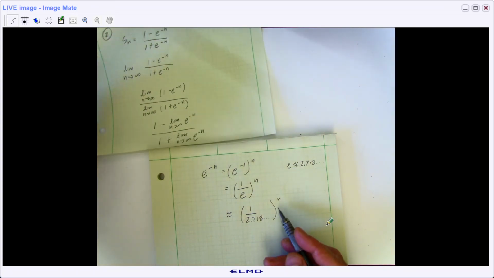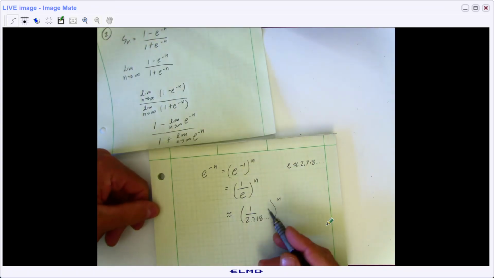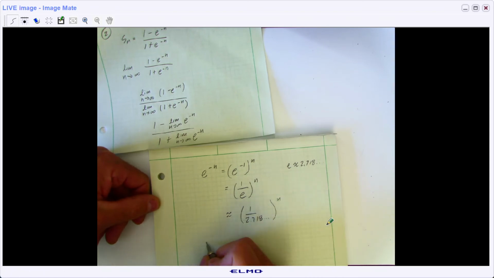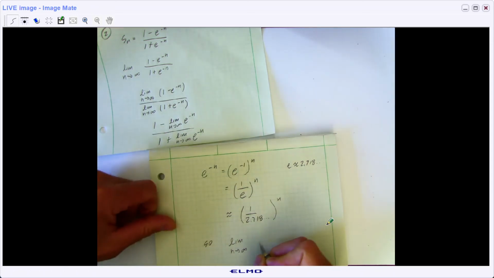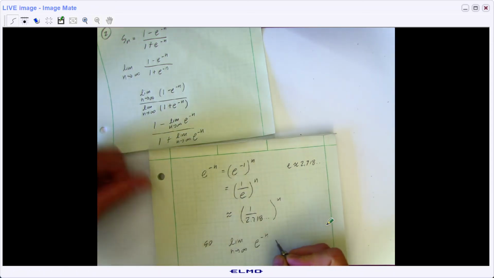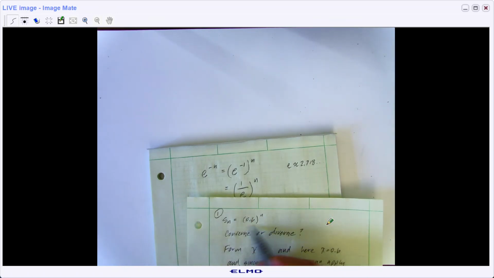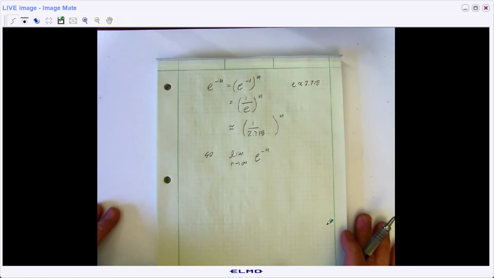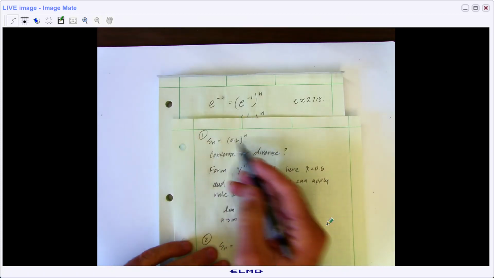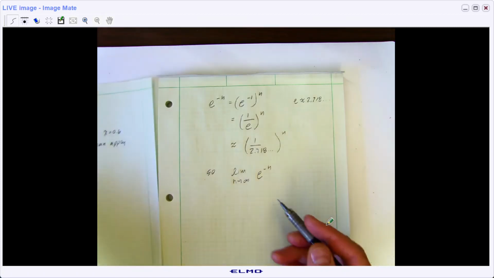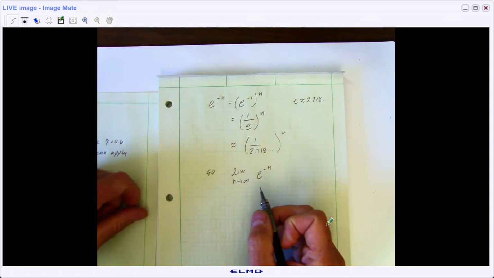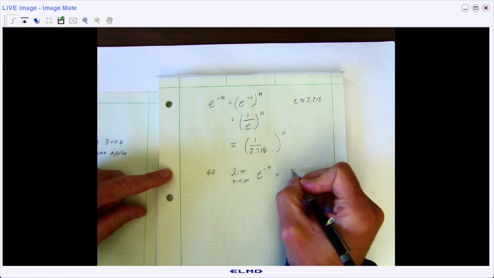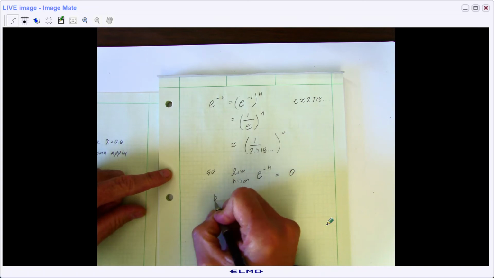And so this tells us that the limit as n goes to infinity of e to the negative n is going to be the same as the limit as n goes to infinity. Sorry, I got a little bit off the screen there. It's going to be really similar to this one. We can apply rule 1. And that's by rule 1.